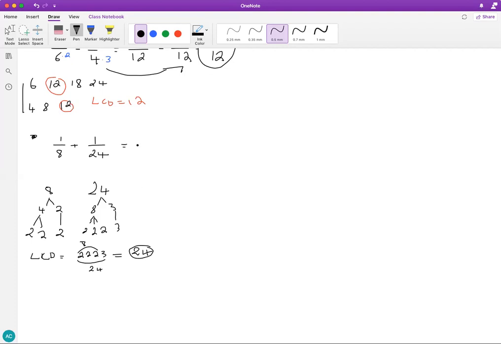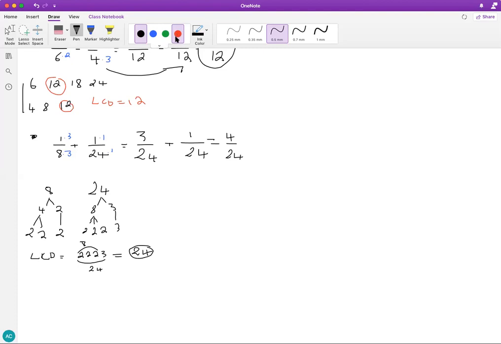All right, what do you do now with the LCD after you find it? So these two fractions will turn into 24. You gotta multiply by 3. That's right, multiply it by 3 here, and over here, to turn 24 into 24, you multiply by 1, and also by 1. And the 6, so it will be 3 and 1. That's 4 over 24. Can we reduce this fraction?